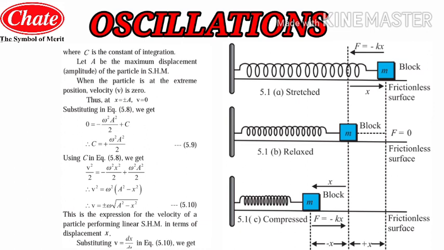So this is the entire derivation we have learned about the velocity. Till now we have calculated the expression for the acceleration of the particle performing SHM, and the velocity for the particle performing linear SHM. These two expressions we have learned here. The next part of this chapter we will learn in the next video. Thank you so much, students.